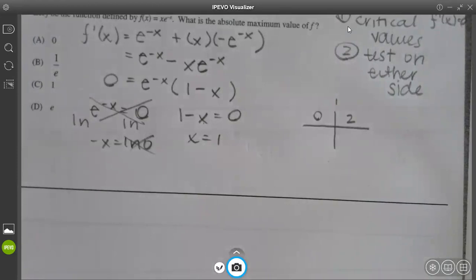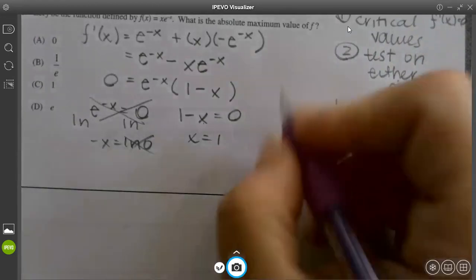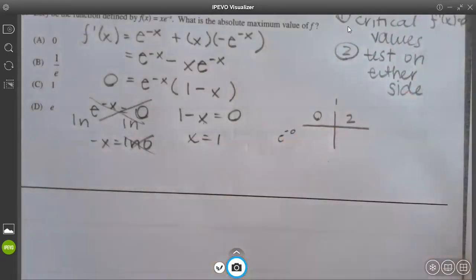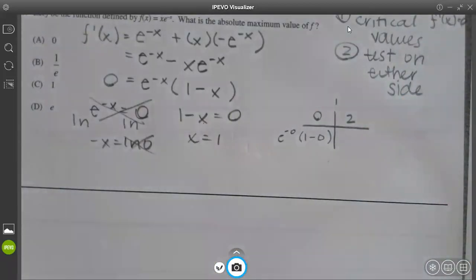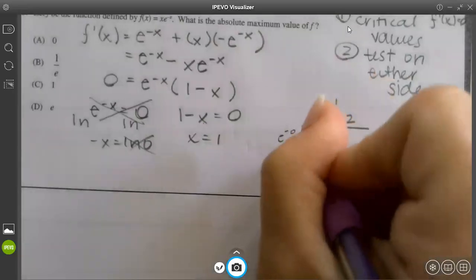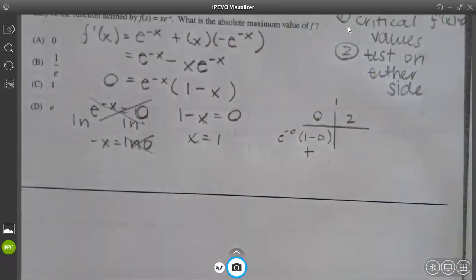And then we plug it back in to the derivative. So we're going to have e to the negative 0 times 1 minus 0. e to the 0 is 1 times 1. The biggest thing is it's positive.